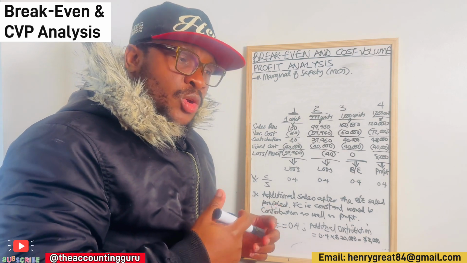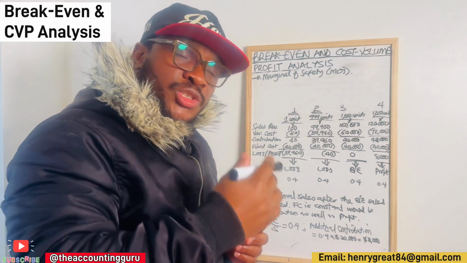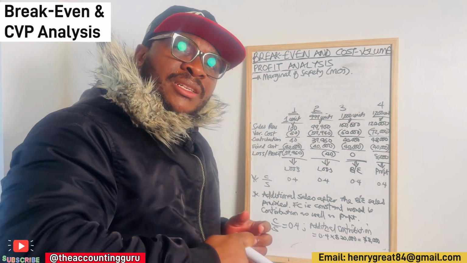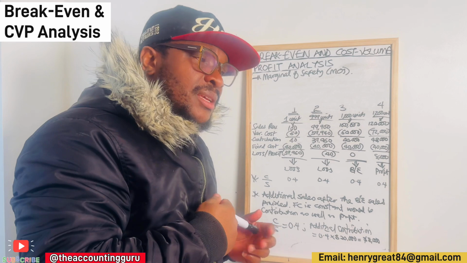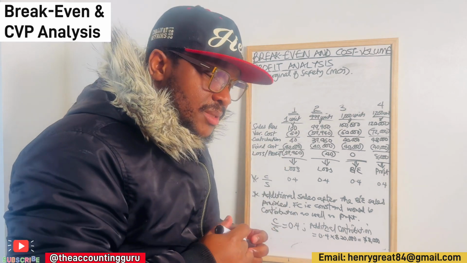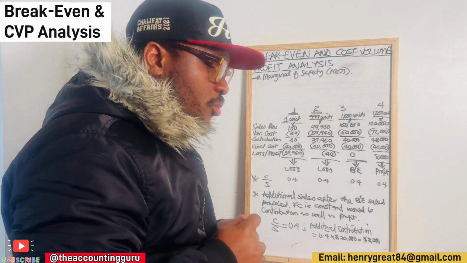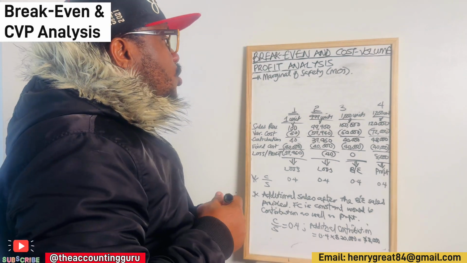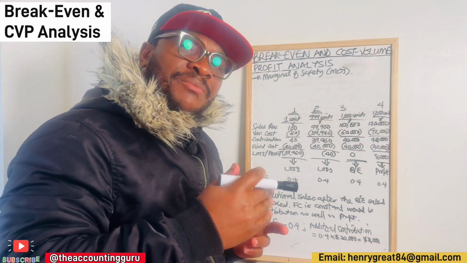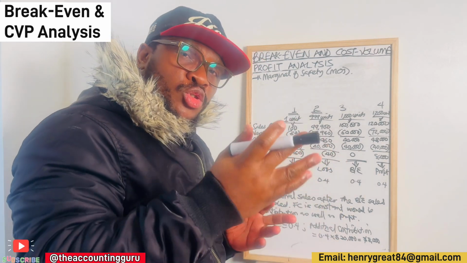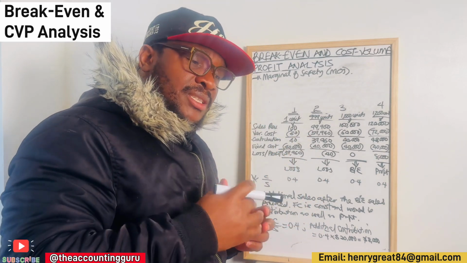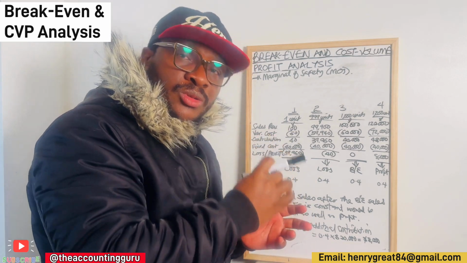Do you understand? All right, which means that if this estimated sales drop by anything more than 1,000 units, this guy will be operating at a loss. So technically we say margin of safety is how far the estimated sales would drop so that it would now result in a loss.